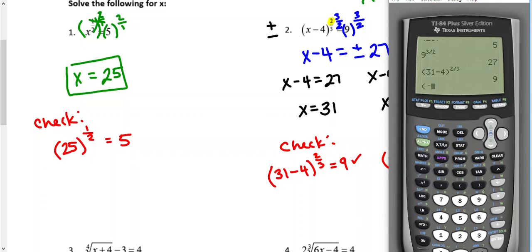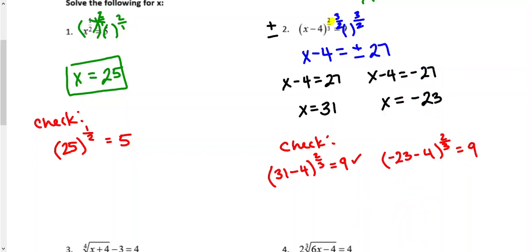Then parentheses, negative 23 minus 4 to the 2/3 power should equal 9. It does. So in this case, I have two answers. x equals 31, and x can equal negative 23.